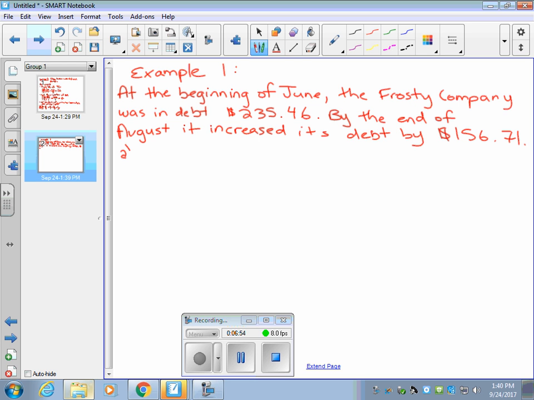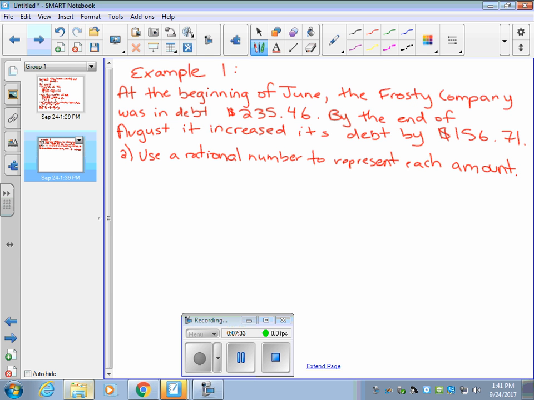So the first question for you is use a rational number to represent each amount. So remember, a rational number is any number that can be written as a fraction. These numbers can be written in fractions because they're decimals that don't go on and on forever in no particular pattern. So use a rational number to represent each amount.